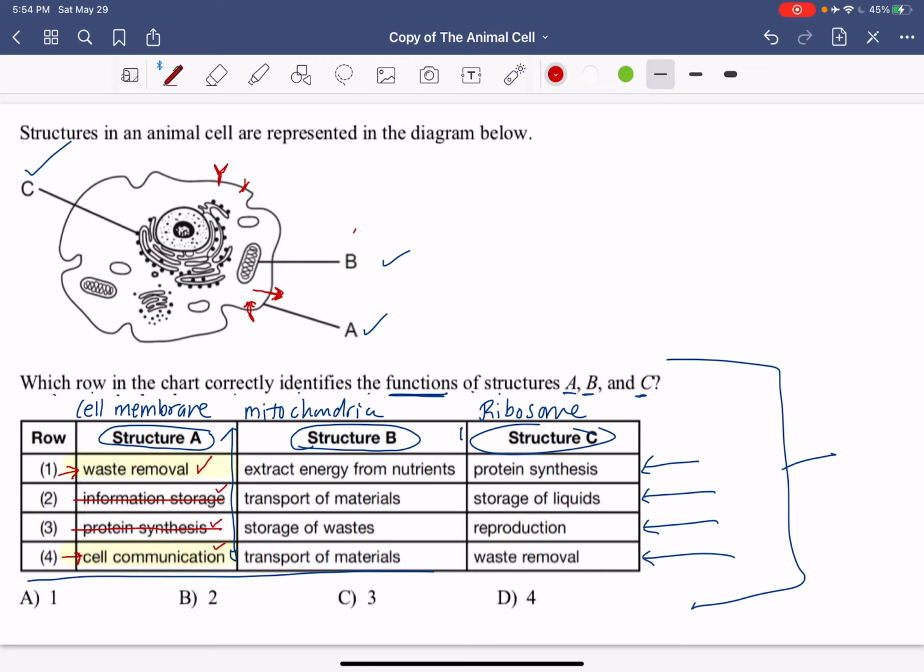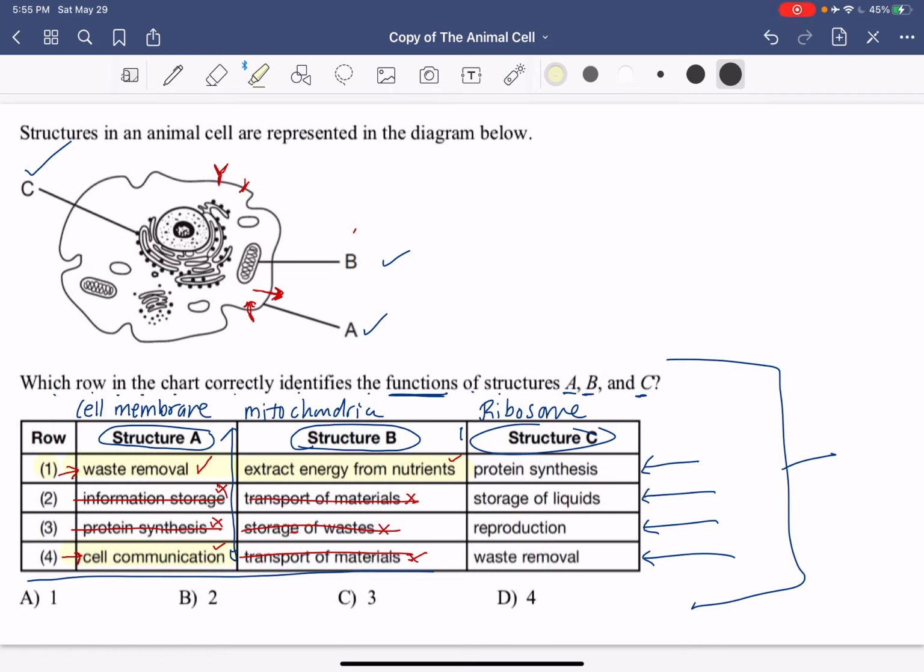Structure B, which is the mitochondria, extracts energy from nutrients. That is correct. Transport of materials. Nope, it does not do any transport. Storage of materials. That's the vacuole. Transport of materials again. No, they put it twice. So this one only has one that's correct. So it's looking like number one is the answer because they're all supposed to be correct. And so far, none of them have the two in a row.